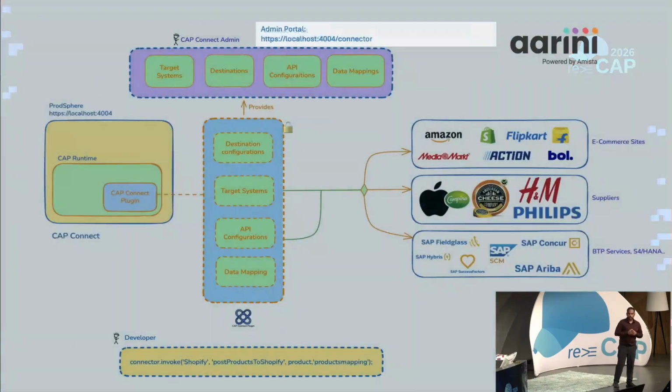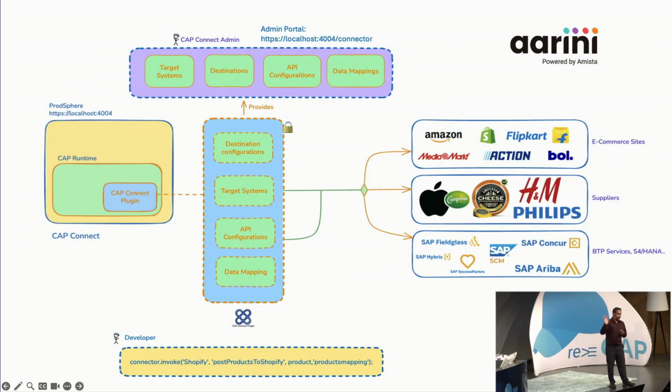That's about CAP Connect. If you look at a bird's-eye view of where CAP Connector fits in our product, we have ProdSphere there, and it is a CAP application. Say in local, it is running on our default port 4004, and we are plugging CAP Connect into it as a plugin. As soon as you plug this in, you will get interfaces for you to create and maintain target systems, destinations, API configurations, and data mappings.